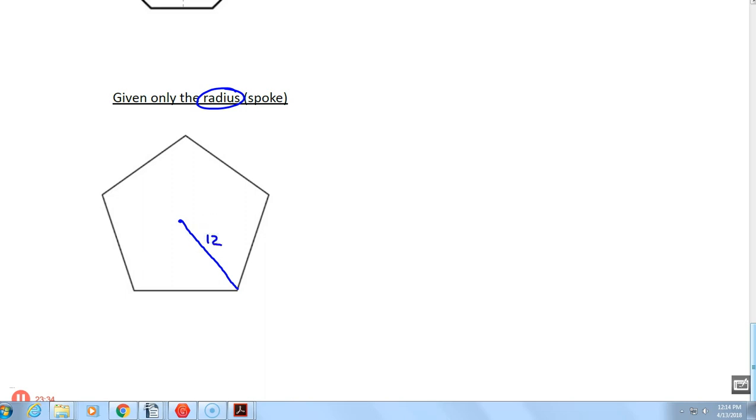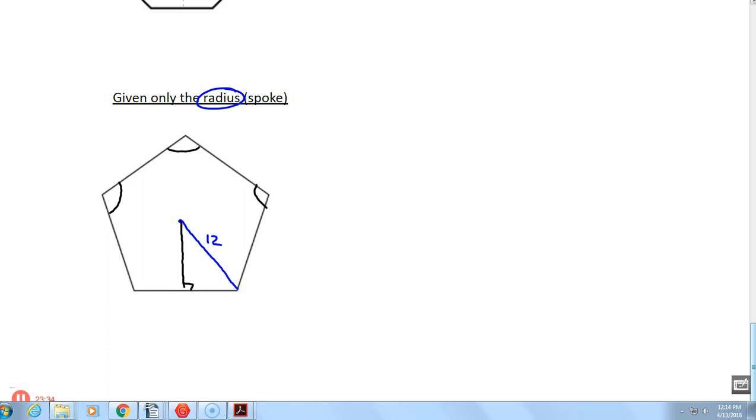So the top example, they give me the apothem. One of them they give me a side. This one they give me a spoke. I should still be able to crank this thing out. Now I'm going to show you a little bit different way than the way Josie did it last time. Sometimes it's easier for me to find this angle, because to be honest, I already have them memorized.